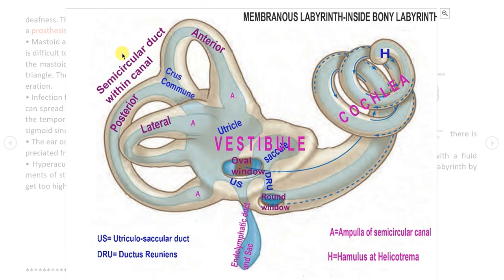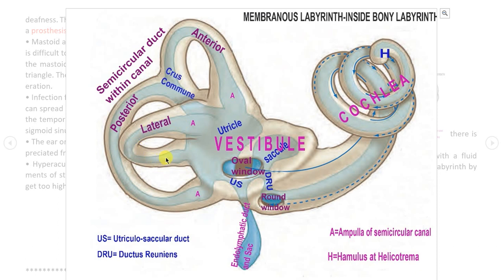And third part is semicircular canal. So cochlea, vestibule, and semicircular canal. These are the three parts of bony labyrinth. So each semicircular canal is a U-shaped canal. They are oriented at 90° or right angle to each other. We will see in another diagram the orientation of these canals. This is anterior semicircular canal. This is posterior semicircular canal. This one is lateral semicircular canal.